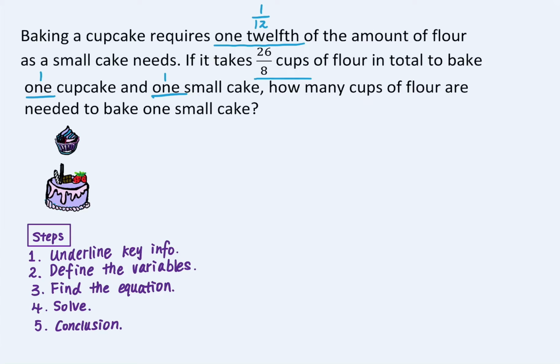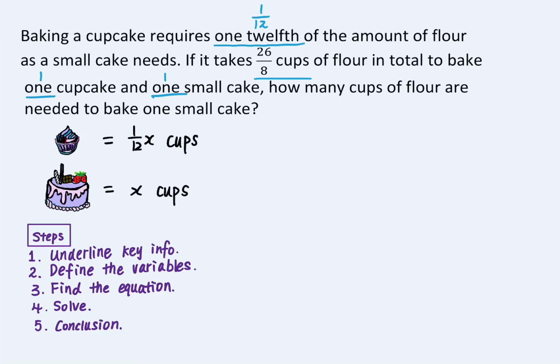Now let's define the variables, and I hope you like my drawing here. If we need x cups of flour to make one small cake, then we need 1/12 of x cups of flour to make one cupcake.